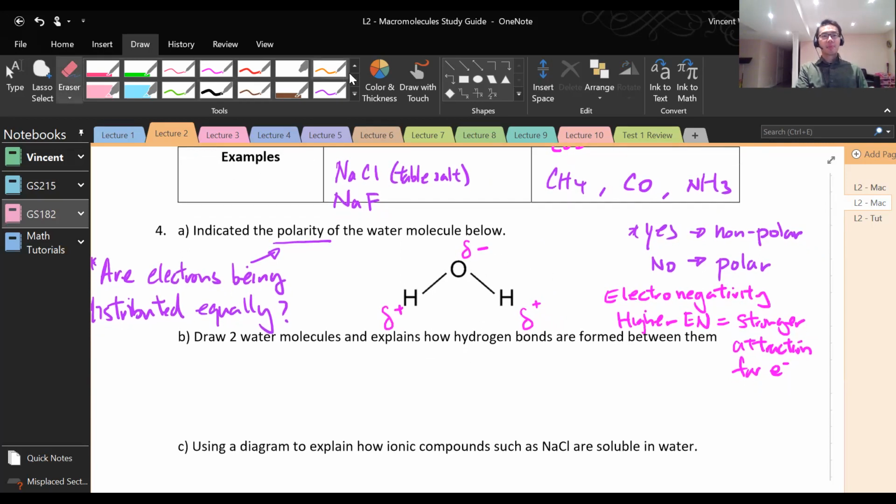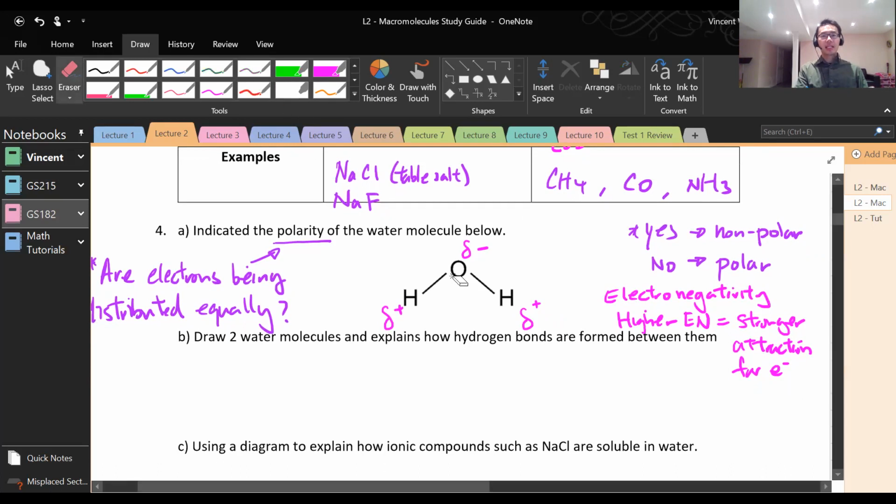Now it's important to note this. Even though the water molecule is polar, the overall molecule is still neutral.